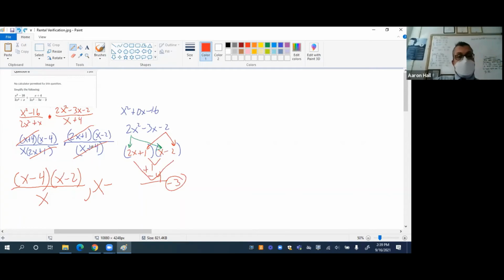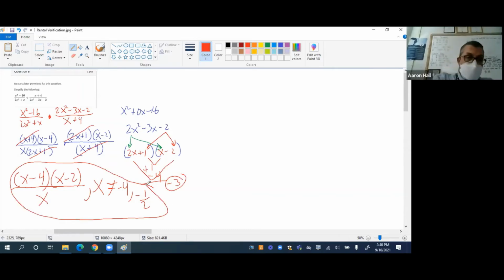Okay, I agree with you. We crossed this out, so that didn't appear in our answer. So x can't be -4. I agree with you. What else? It's also -1/2. Where did you get -1/2?